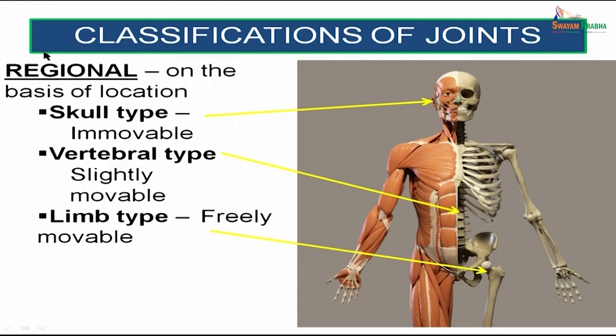So, let's look at the first classification, regional, which is based on the location of the joint. So, we have three types. The joint could be a joint from the skull, or it could be a joint from the vertebrae, or it could be a joint from the limbs. Joints of the skull are usually immovable, joints of the vertebrae are slightly movable, but joints of the limb, they allow free movement.